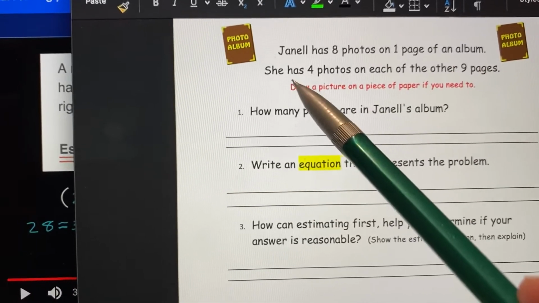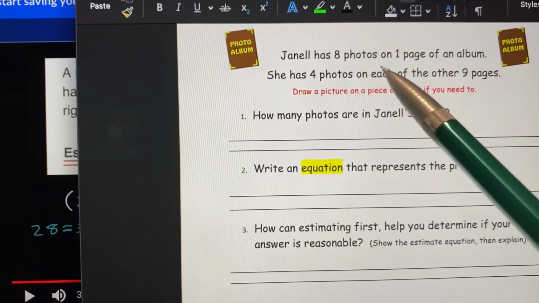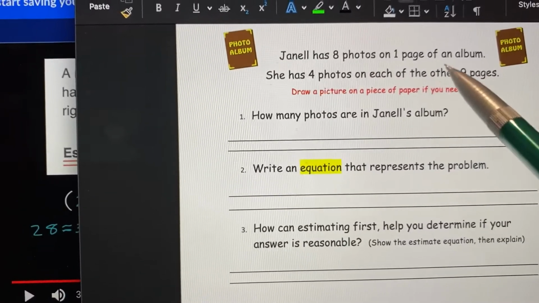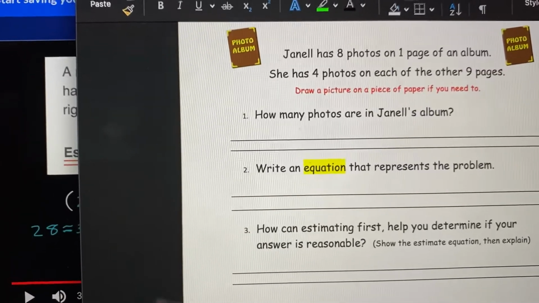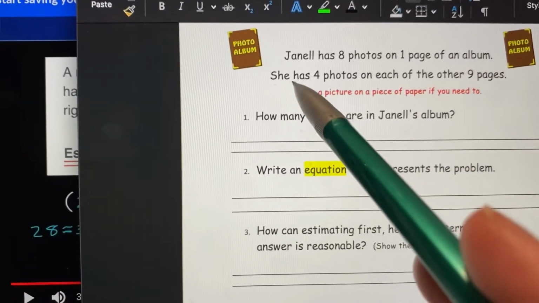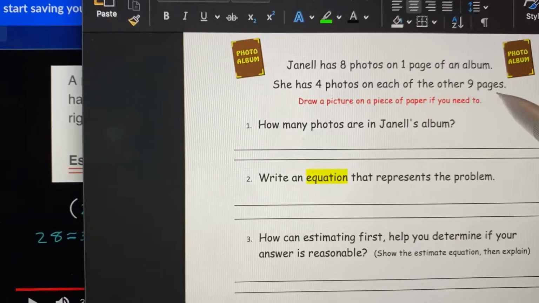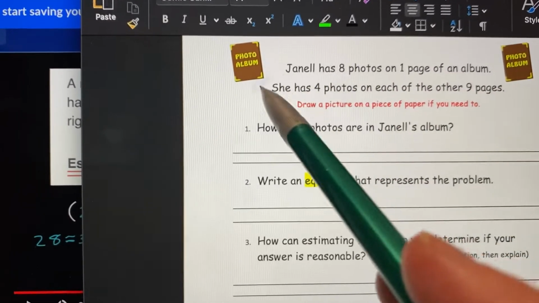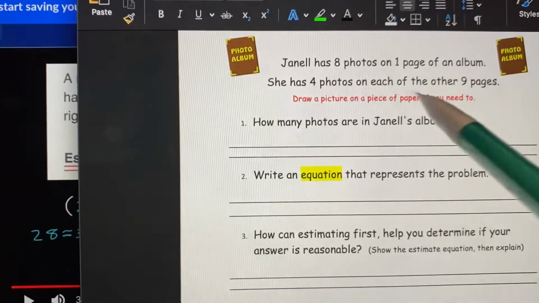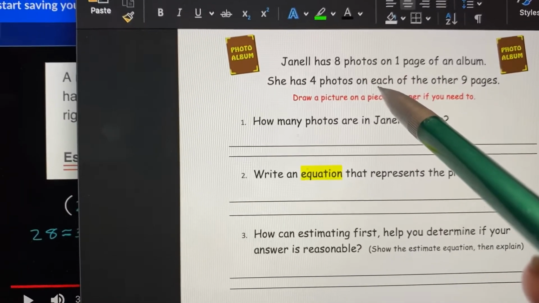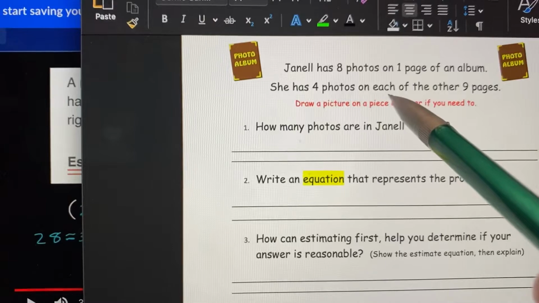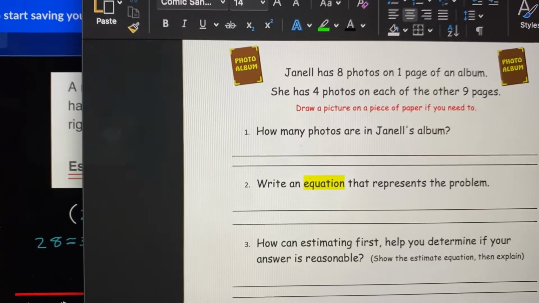But it tells us here she has 8 photos on each of the other 9 pages. So boys and girls, if she has 4 photos on each of the other 9 pages, what type of problem is this? Is it a multiplication, an addition, a subtraction, or division problem?